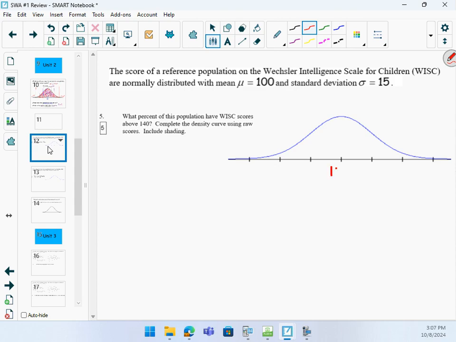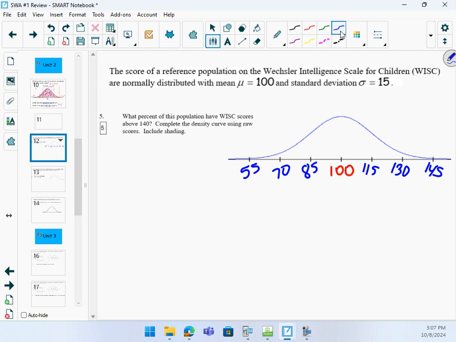Without thinking, I am going to go put my mean in the middle, and then I'm going to put the standard deviations on as well. So 1 standard deviation away would be 115, 2 would be 130, and 3 would be 145. And then if we go in the negative direction, it would be 85, 70, and 55.